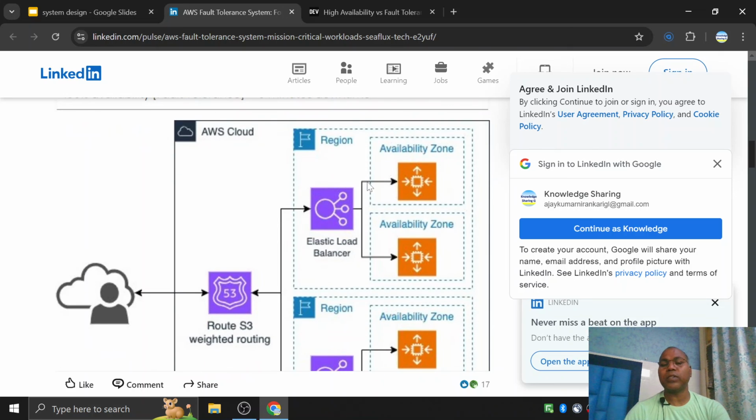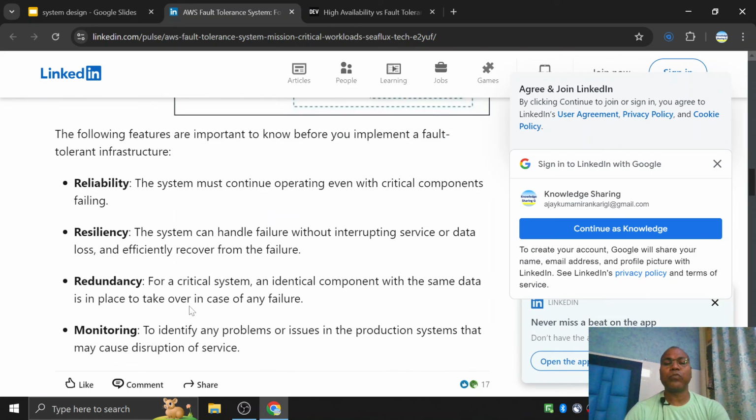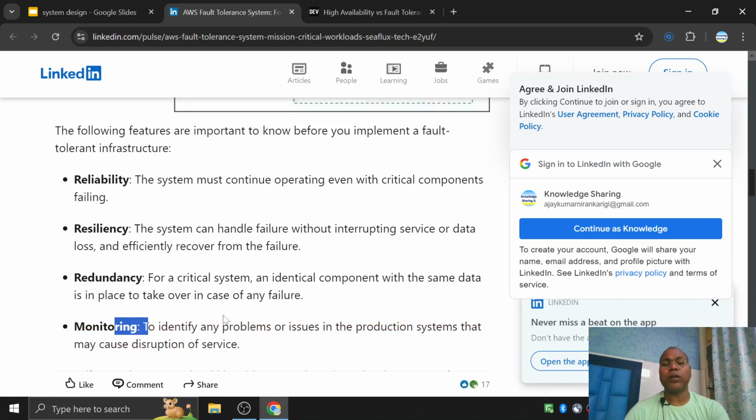Here there are different regions, and each region has different zones. Whatever the user is accessing, they are using the routing through Route S3, and maybe an elastic load balancer in each region, and each region goes to different availability zones. If one zone fails, another zone is still working. If both zones in a region fail, another region also has different zones. In this way you design a system that makes it more fault tolerant. So whenever designing for fault tolerance, you ensure reliability, resiliency, redundancy, and that monitoring tools are available.